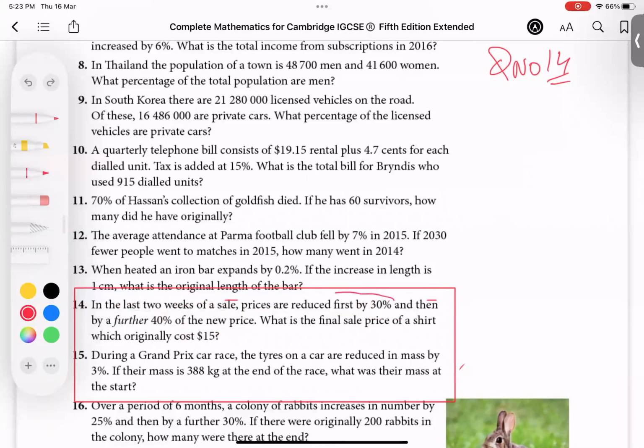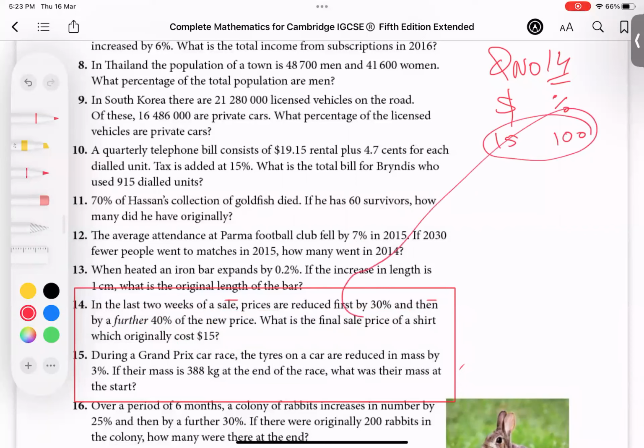First, how much is the reduction? 30%, and 40% of the new price. So find the final price of the shirt if it is originally $15. So original means starting. So I'm writing here percentage, and here dollars. So 100% original, and I said before, original not asked, this time given. I write here 100% and write here $15.